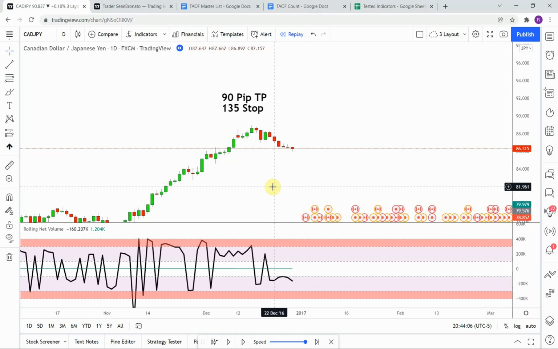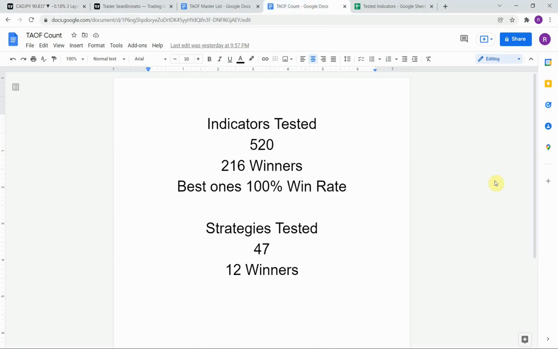Alright, as I said, today we will be testing the rolling net volume indicator. Before we do though, I wanted to put the testing scoreboard up for everyone to see. So to date, we have tested a total of 47 different strategies, with 12 of them being profitable. We've also tested a total of 520 indicators, with 216 of them being winners. The best ones so far were able to achieve a 100% win rate.